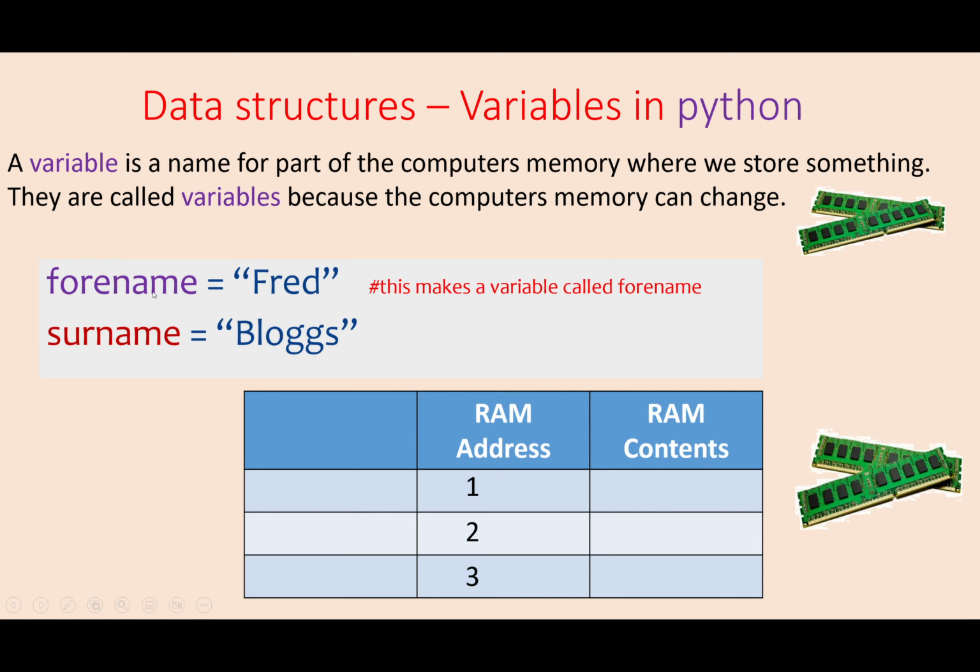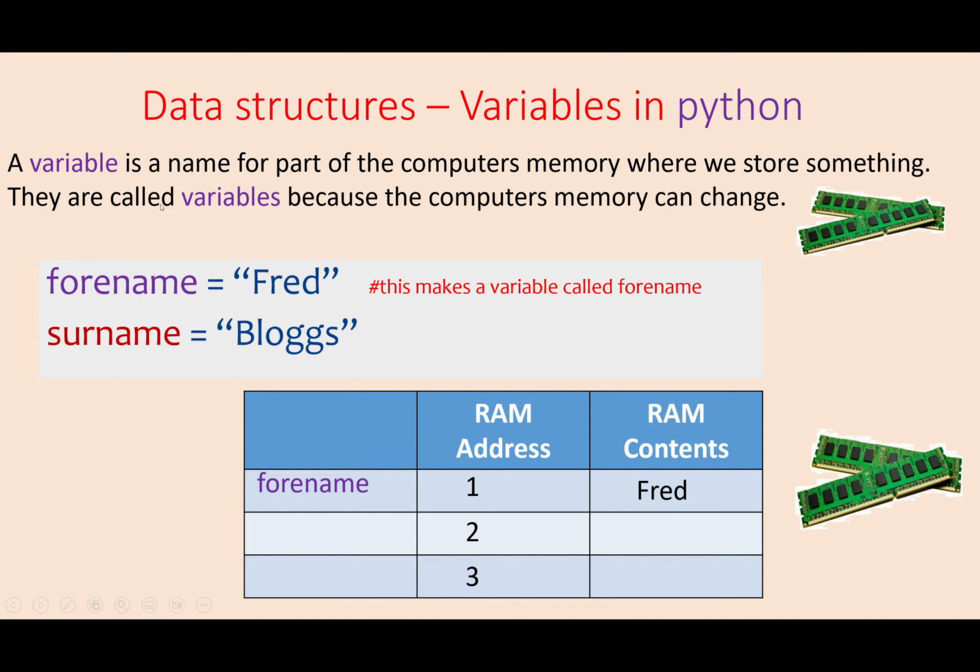When you write forName equals, this is the same as writing declare forName. So in Python, we can declare and assign a variable all in one go. It works the same way. With forName equals Fred, we're declaring a variable called forName, so it will find an empty RAM address and give that identifier the RAM address number there. And now we're assigning the value Fred into the contents.